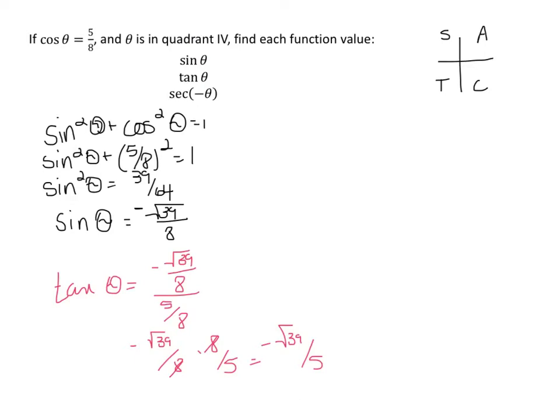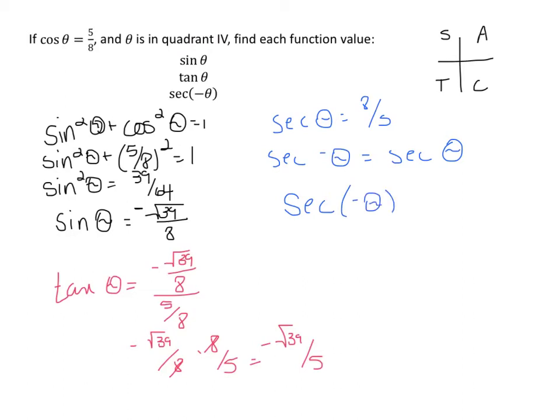The last one asks about the secant of negative theta. Well, remember that secant is just the reciprocal of cosine, so the secant of theta is 8/5. And if we look on our notes at the negative angle identities, we see that the secant of negative theta is equal to the secant of theta. So it's just equal to 8/5.